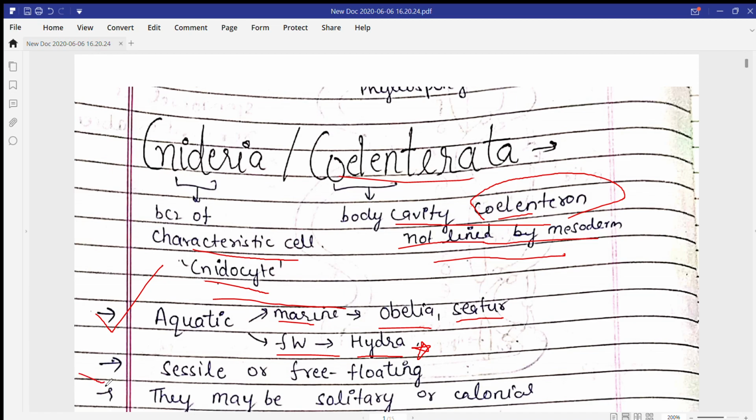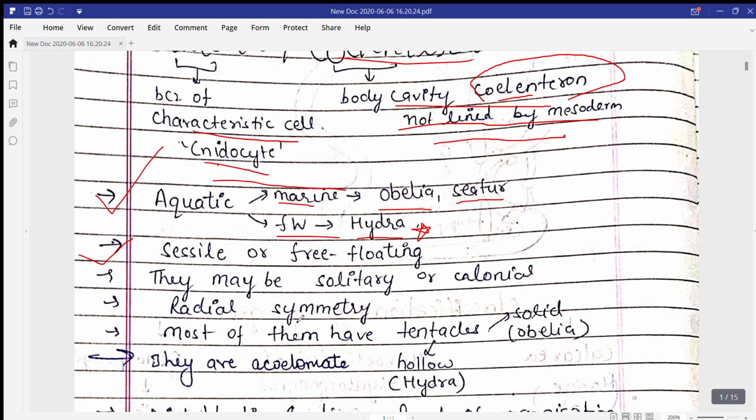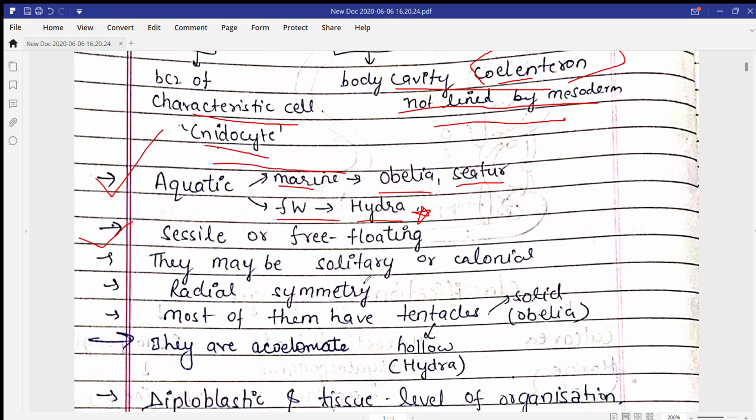Now, they can either be sessile or free floating. That means Cnidarians can be found attached to a substratum or rocks, which means they are not able to move. This is called sessile nature. Free floating nature means they are free to move in the water. Now, they may be solitary or colonial. Solitary is when they are present individually. Colonial means when they are present in groups.